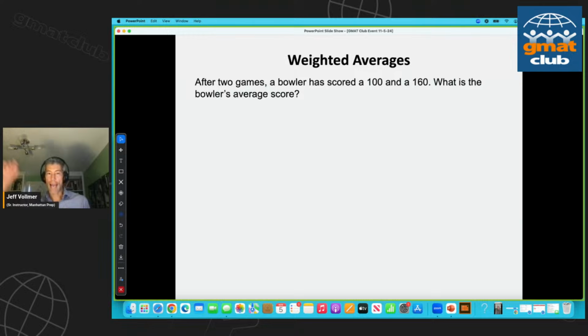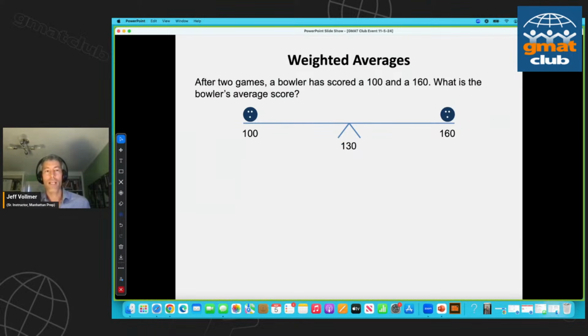You could literally just add these two, divide by 2, or you might just be able to visualize what's in the middle of 100 and 160. And you would say, well, 130, Jeff. This is too easy. And I would say, yeah, this is probably too easy to ever be on the GMAT for just about everybody. Okay, but let's scale this up.